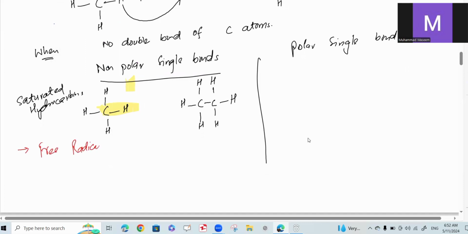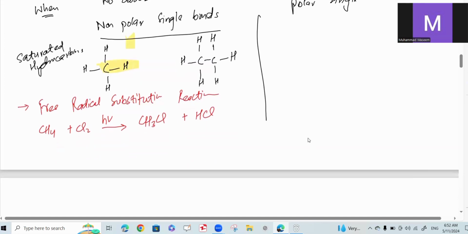Free radical substitution reaction. Let me tell you, you have CH4 plus Cl2 giving rise to CH3Cl, where one hydrogen has been replaced by chlorine, plus HCl. And it takes place in the presence of sunlight. This is the main reaction, and it is followed by homolytic fission.